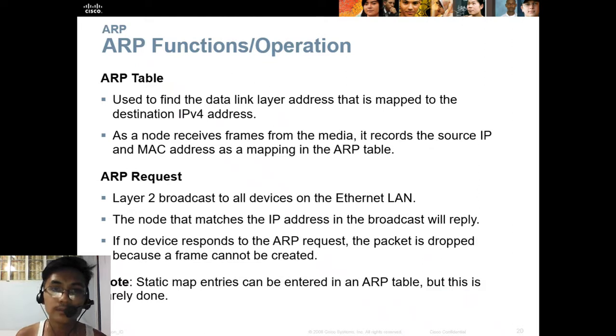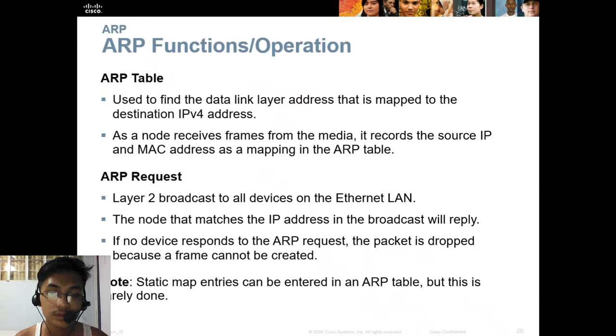The ARP function is the operation used to find the data link layer address that is mapped to the destination IPv4 address. As a node receives frames from the media, it records the source IP and MAC addresses, mapping them in the ARP table. The ARP request is broadcast at Layer 2 to all devices on the Ethernet LAN. The node that matches the IP address in the broadcast will reply. If no device responds to the ARP request, the packet is dropped because the frame cannot be created.